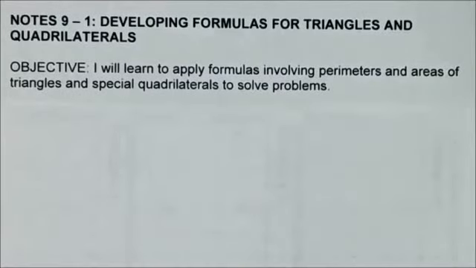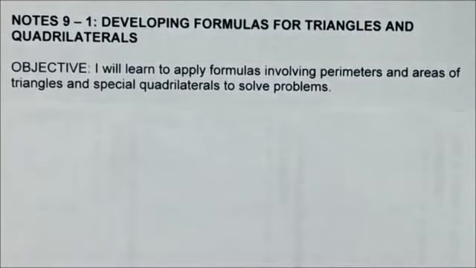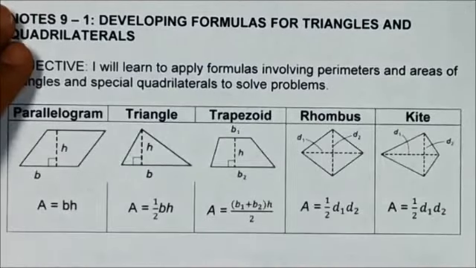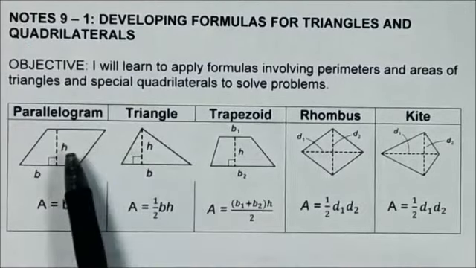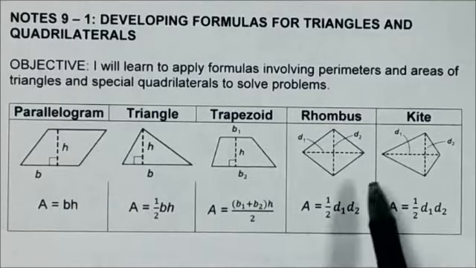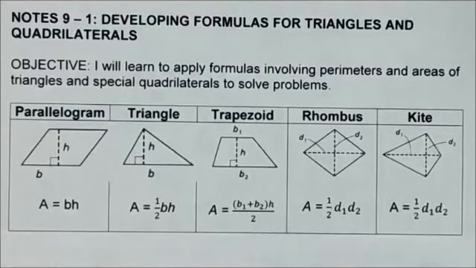Alright, today we're going to talk about some formulas that you should be used to or familiar with seeing, and we're going to use those formulas to solve different types of problems. These are the different shapes. Now these first three you should be familiar with: the parallelogram, triangle, and trapezoid. The rhombus and kite you shouldn't have, maybe you've seen them, but we're going to work through these.